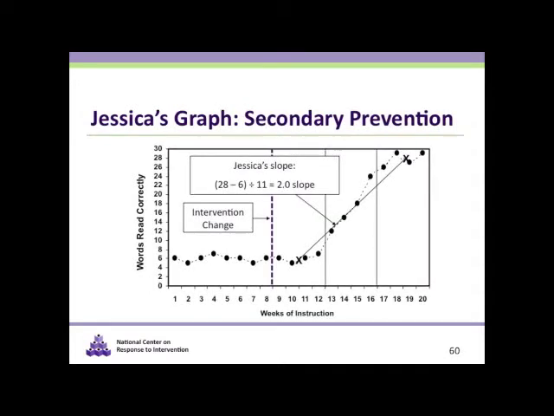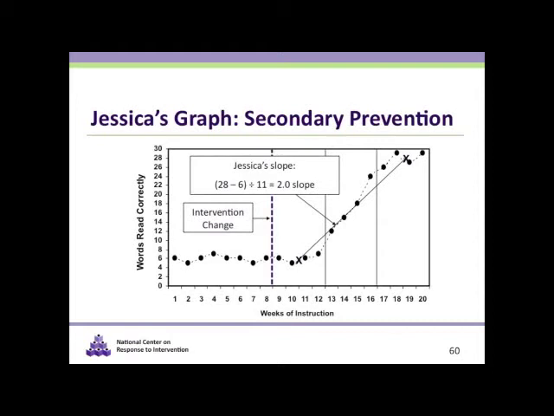This is Jessica's graph from primary and secondary prevention. The dotted vertical line shows the point when Jessica began secondary prevention. 12 data points have been collected while Jessica is in secondary prevention tutoring. Her progress has been monitored weekly. Visually, it appears that Jessica's scores are increasing while she is in secondary prevention.